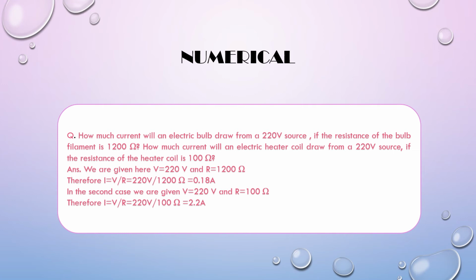Therefore, you get I as V by R, that is 220 divided by 1200. You get that to be 0.18 ampere. So, in the second case, V is 220 volt and R is 100 ohm. Therefore, you get I equal to V by R, that is, you get the answer to be 2.2 ampere.